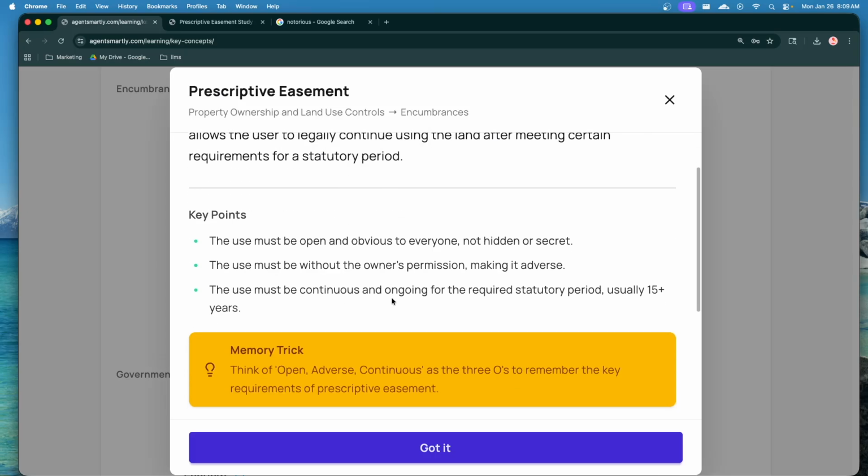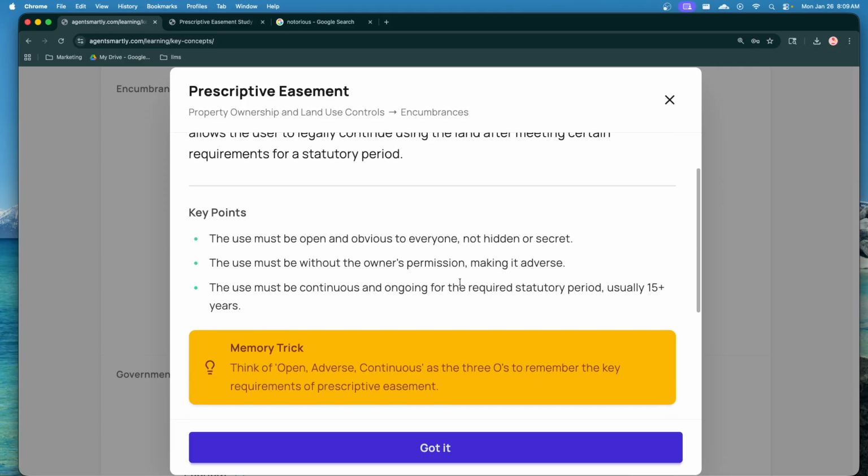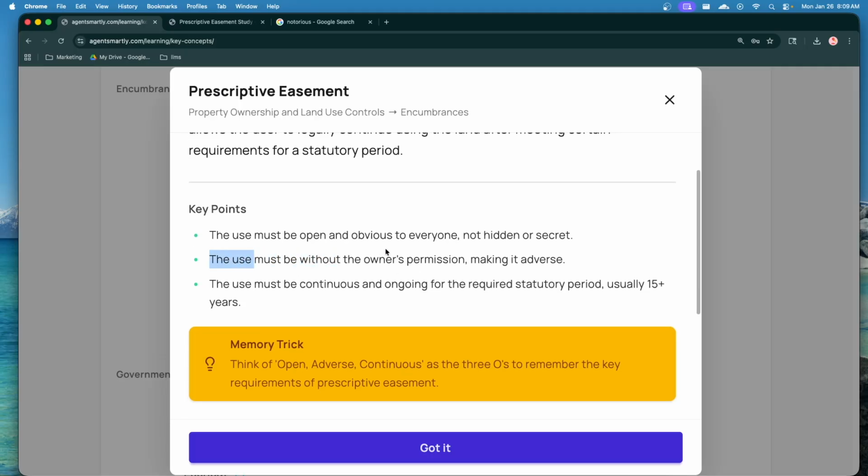And now, these keywords right here, okay? This use must be continuous and it must be open, and also with no permission from the owner. Let's see some key points right here. Once again, this use must be open and obvious to everyone. Everyone in the neighborhood, even outside the neighborhood, knows that you are using this property in a certain way, and it must be without the permission from the owner, okay? So that makes it adverse. And this use must also be continuous, ongoing.